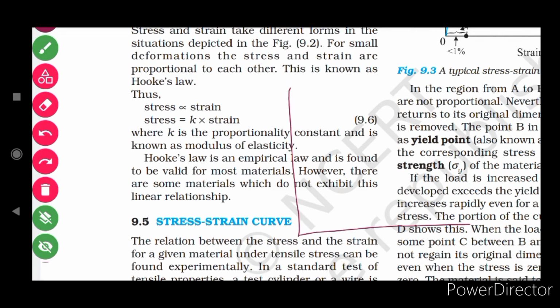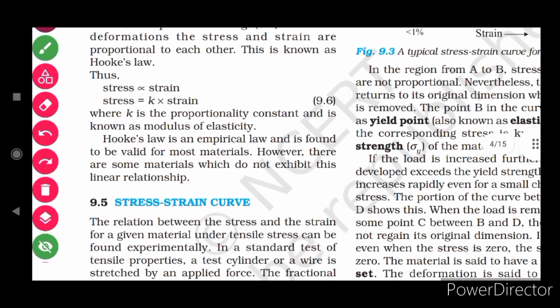So when we draw the stress to strain curve, it will be a straight line. Stress is directly proportional to strain. Will it be proportional at all points? No, it will not be; it is proportional only for small deformation. This is the condition. Now, this constant of proportionality has a name. It is called the modulus of elasticity.